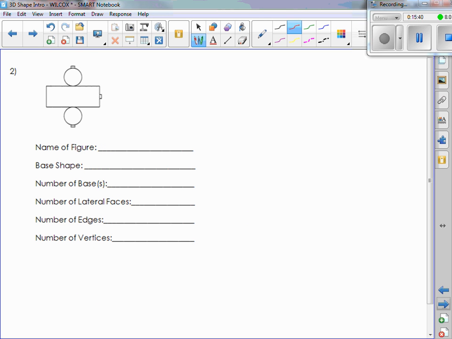Name a figure and base shape. What do you guys think that this figure would be if I were to cut this out and fold it up and make it an actual 3D figure? Good, a cylinder. It cannot be a cone because a cone only has one circular base. So this is a cylinder, and it has a circular base. Its base shape is a circle. How many of those circular bases?